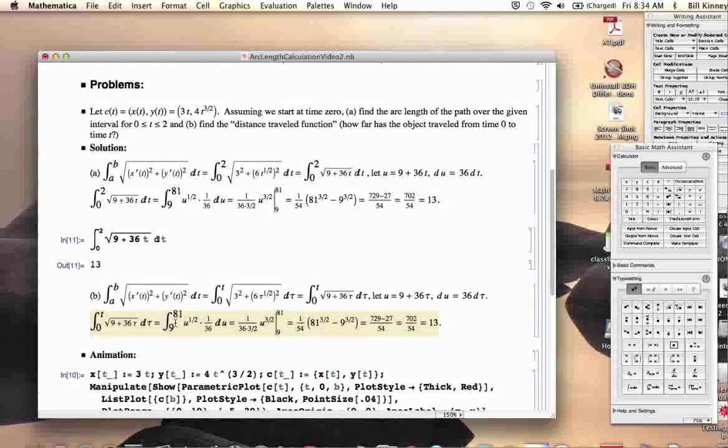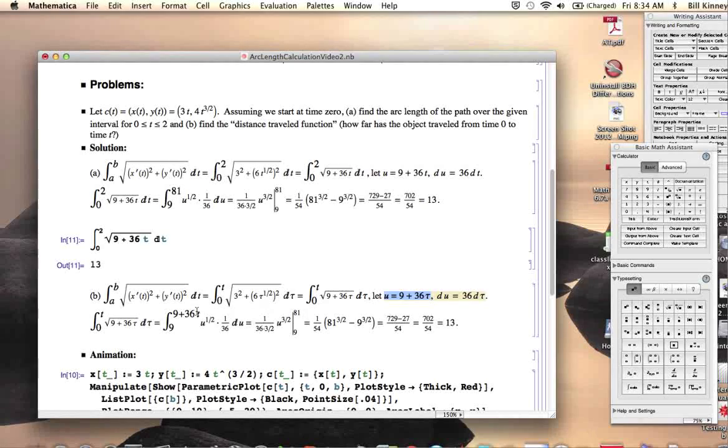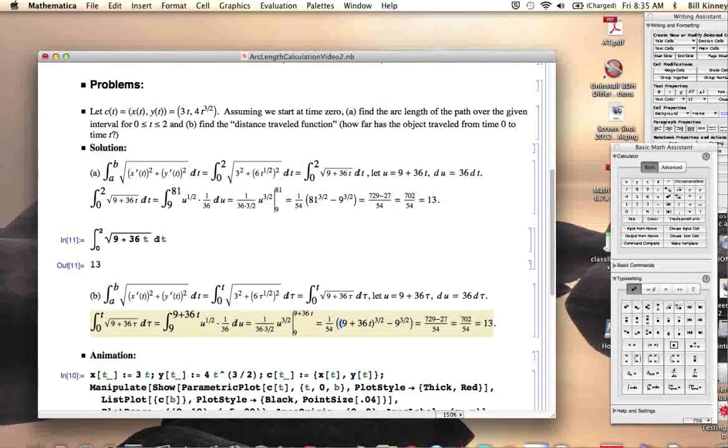Anyway, this is still going to stay a 9. This 81 is going to become a 9 plus 36t. I'm plugging t into this equation over here in place of the tau to get that upper limit. So that is supposed to be a t here. This remains still u to the 1/2. Really, compared to last time, the only thing that changes now is this 9 plus 36t in place of the 81. And maybe we want to just leave it like that. Probably could be simplified more.